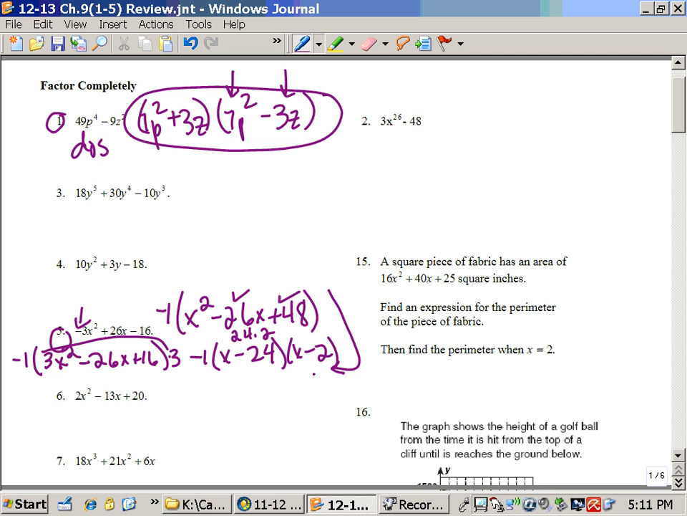Don't forget to slide. I'm going to slide the 3 back under. Now I have -1 times x minus 8 because 3 goes into 24 eight times. Now I can't have a fraction here, so I've got to multiply both of these by 3. That gives me 3x. The 3 cancels, and I have left -2.